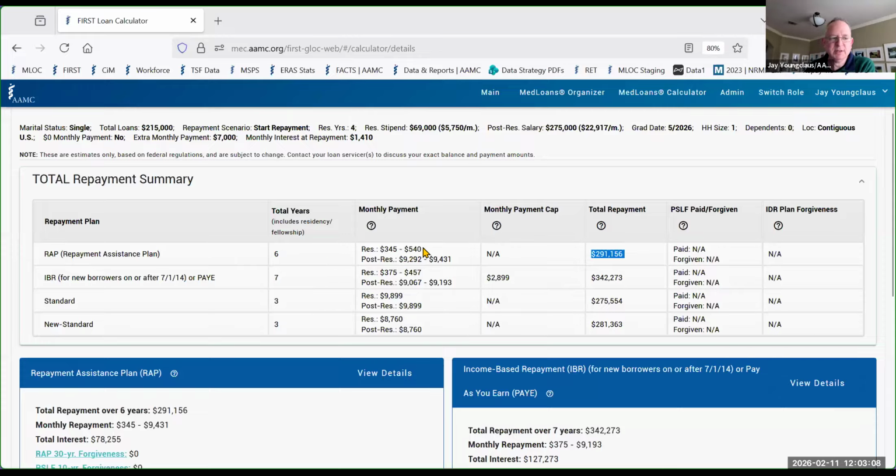I'm highlighting RAP here because in this kind of scenario, you're not thinking about PSLF. We really don't have to pay attention to IBR. The RAP plan, it gives you that subsidy that we talked about.